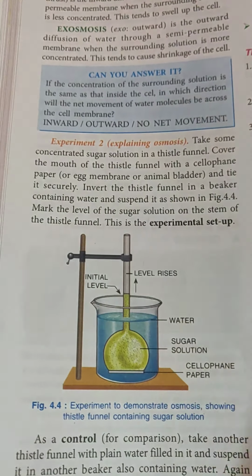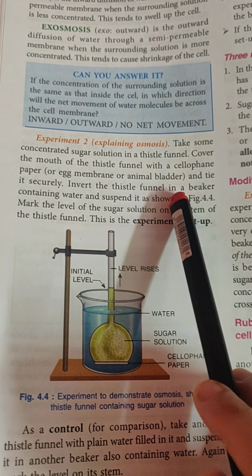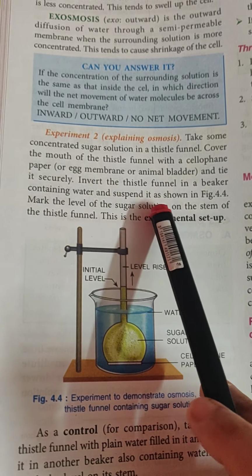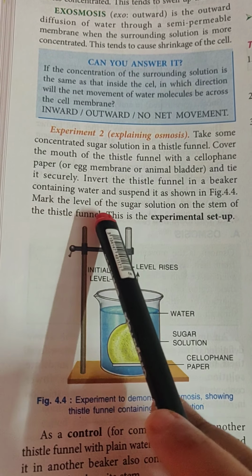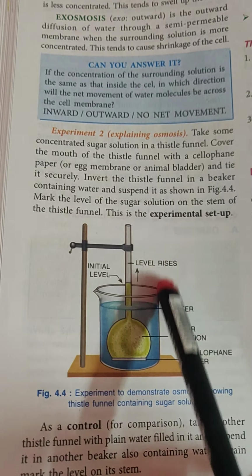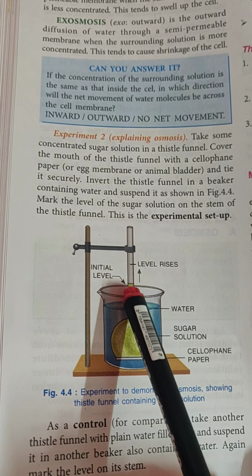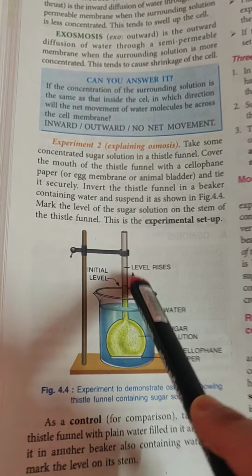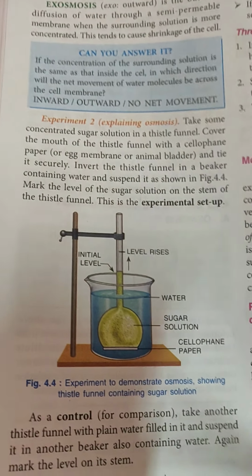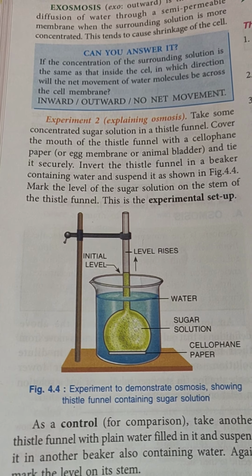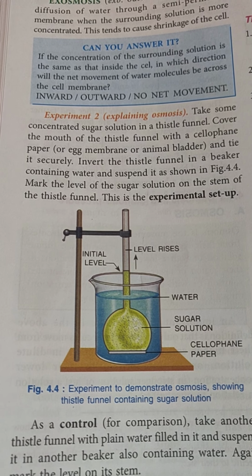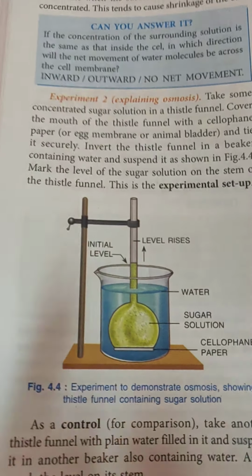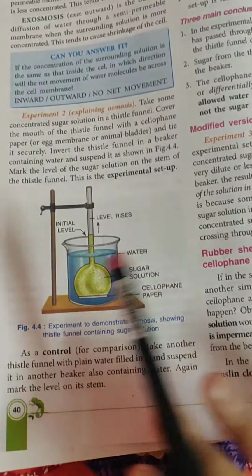Now instead of cellophane paper, you can use an egg membrane or animal bladder as well, and tie it securely. Invert the thistle funnel in a beaker containing water and keep it like this. Now we will mark the initial level of the sugar solution on the stem of the thistle funnel. Remember, the sugar solution is inside the thistle funnel with its mouth tied up securely, and the beaker in which the thistle funnel is dipped contains simply water. This is the experimental setup.